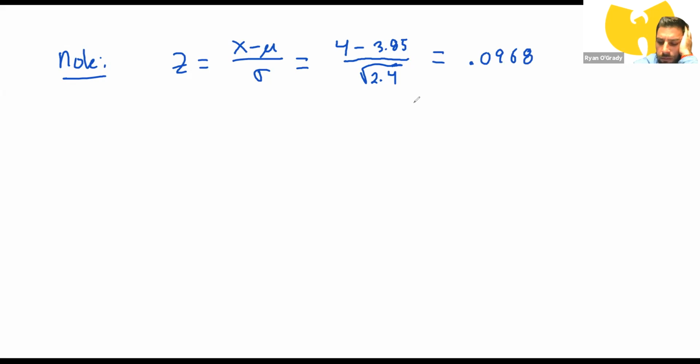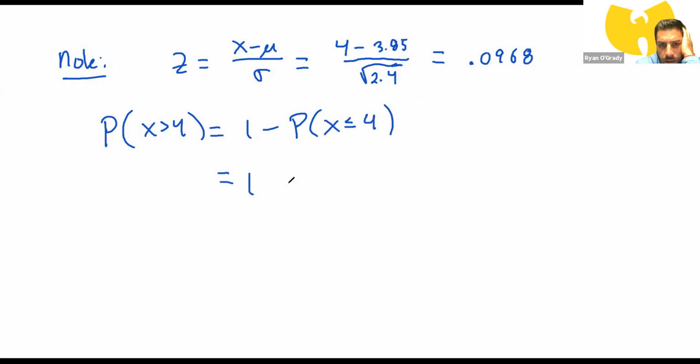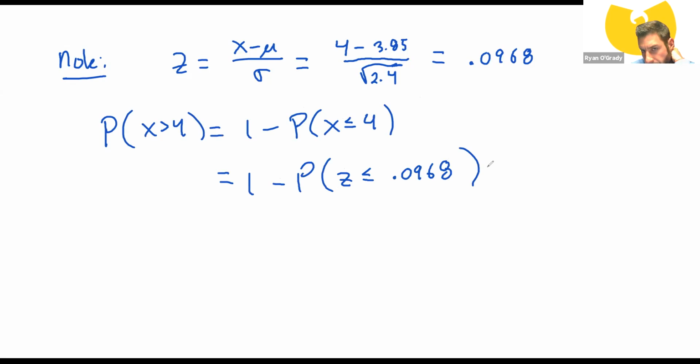All right, so, and then here we go. So I know the probability that x is greater than 4 is 1 minus the probability, excuse me, that x is less than or equal to 4, which is the same as 1 minus the probability that z is less than or equal to 0.0968. And now I'm going to go to my table to figure out this probability.